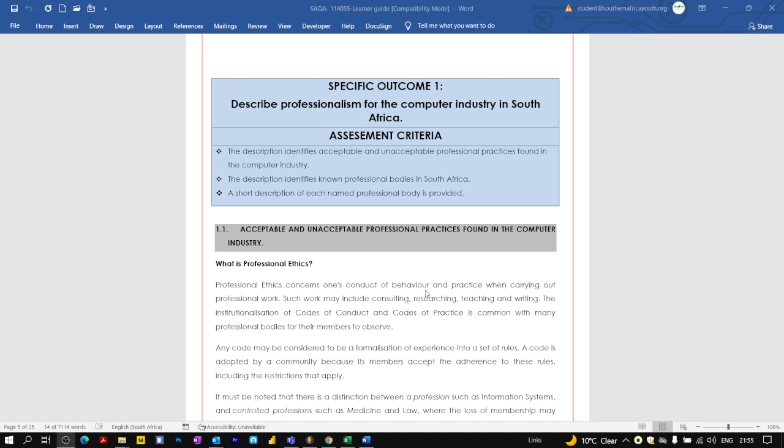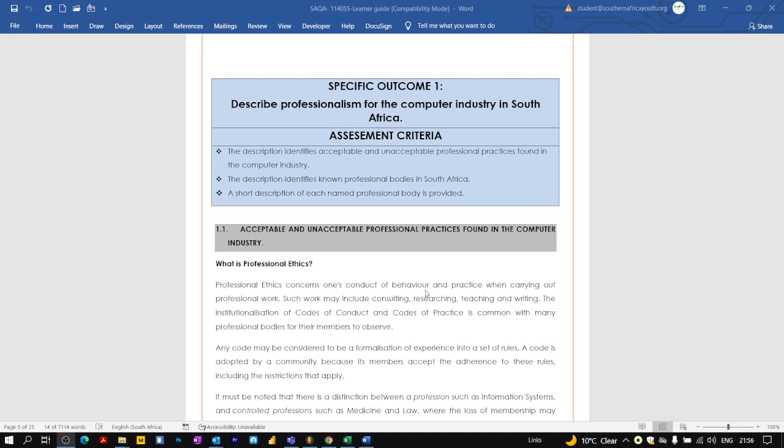The institutionalization of codes of conduct and codes of practice is common when many professional bodies adopt them for their members to observe. Let's just take a pause and understand what we mean here. Literally, when we say professional ethics, we're talking about a group of standardized expected actions that certain people are expected to be able to do. So if you are not capable of doing those, you are therefore deemed not professional.